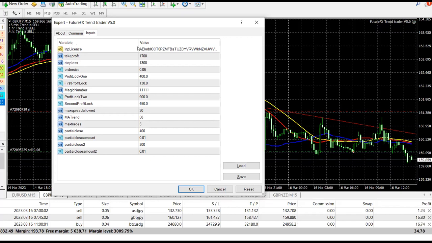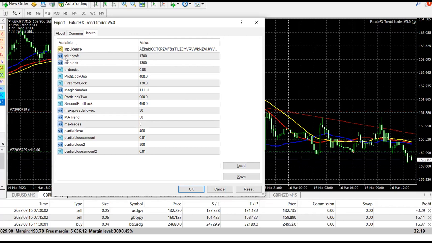The input license, that is your activation key that locks the software into one specific trading account. That's the security on the software, and that will also have been sent to you, most likely by email, along with the software file itself.